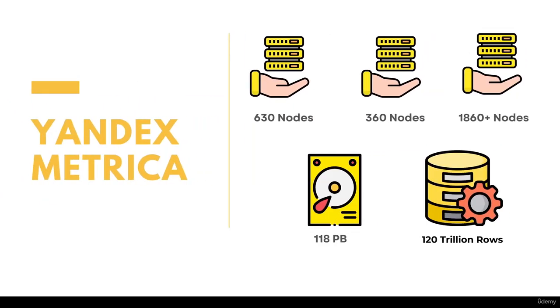We have seen that Yandex Metrica is one of the earliest adopters of ClickHouse. As of the year 2020, Yandex Metrica had one of the largest ClickHouse servers with hundreds of nodes. They had a cluster with 630 nodes, one with 360 nodes, and another huge cluster with more than 1800 nodes. The total storage was around 118 petabytes, and they had stored around 120 trillion rows. In case someone has any reservations or doubts regarding the ability of ClickHouse, this example should put them all to rest.